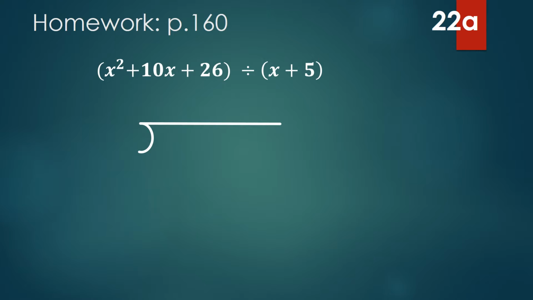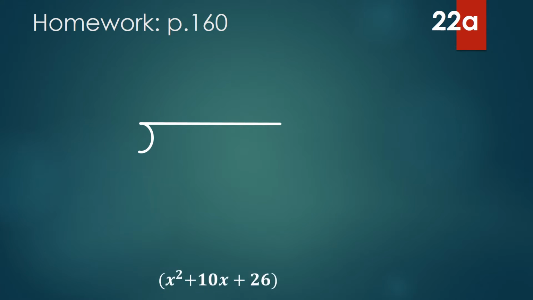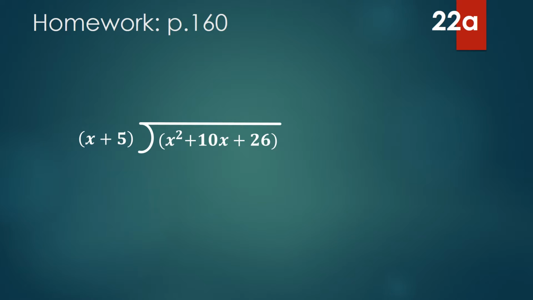We've done a number of these before, so we put the dividend underneath the long division sign, and we put the divisor in the front. We look at what do we multiply x by to give me x squared. We multiply it by x. And we take x times x plus 5 gives us x squared plus 5x. Then we subtract. x squared minus x squared is 0. 10x minus 5x is 5x.